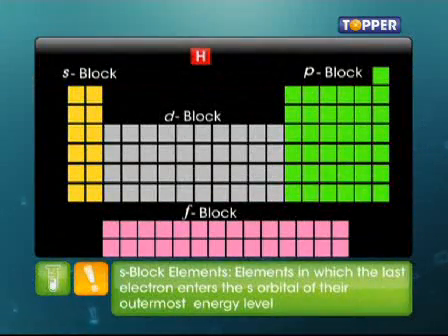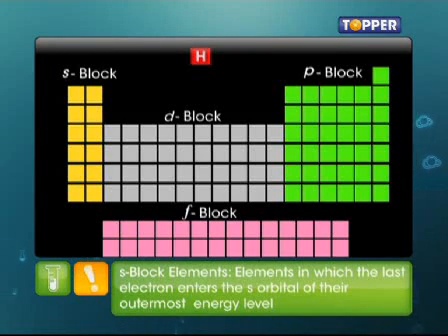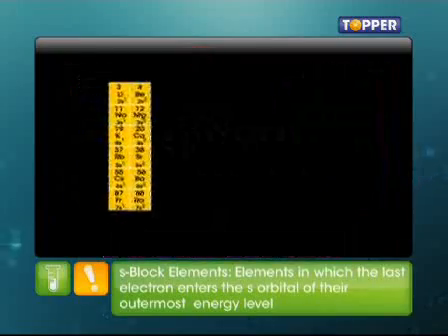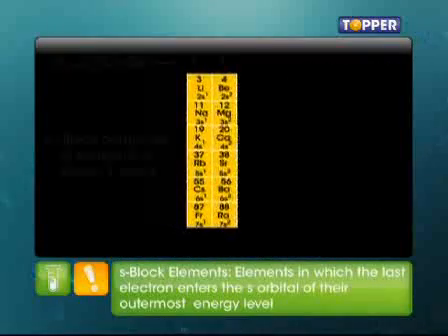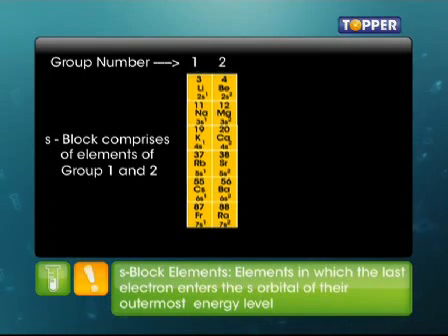On the extreme left, we see 2 vertical columns called groups. They are in yellow and comprise the S block. As you can see, there are 2 elements per horizontal row called period.